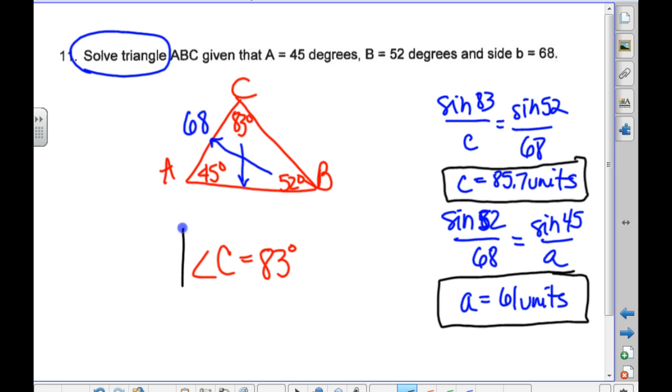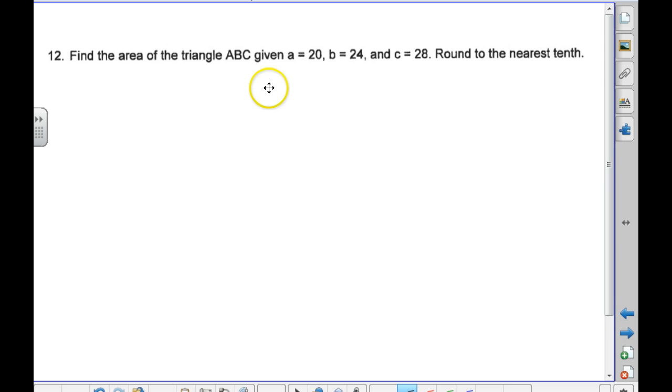Okay, and I think on a question like that where it said solve, I made blanks for everything so that you wouldn't forget to solve for all three things. All right, I'm going to go on to number 12. Be very careful. It says find the area.